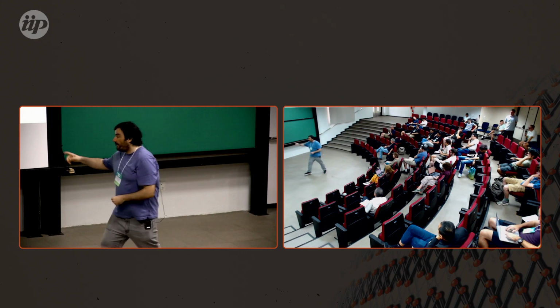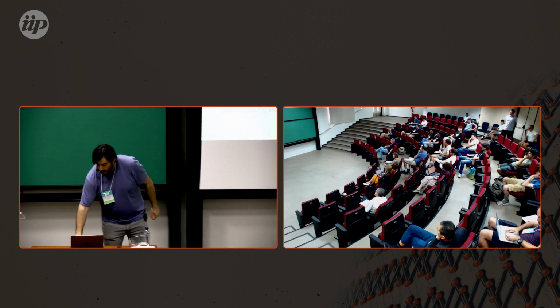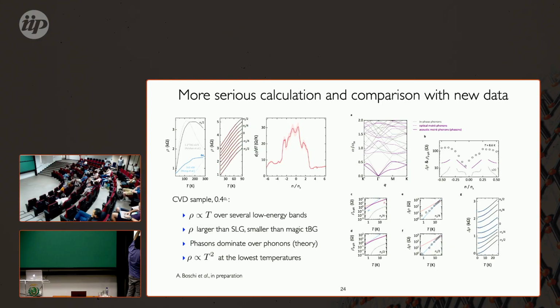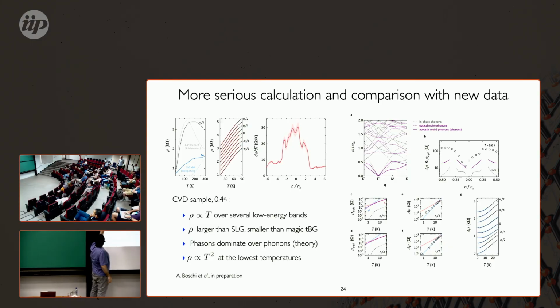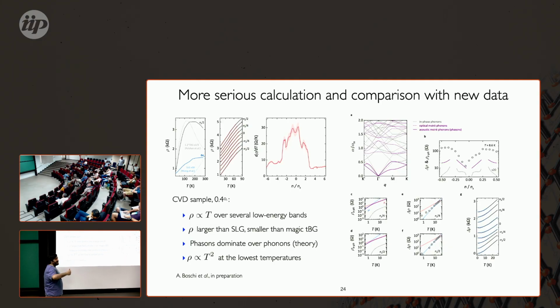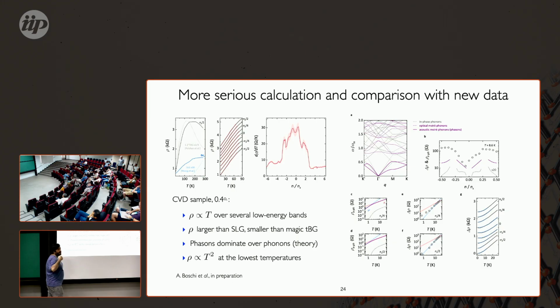Right. Now, if you compare data in this minimally twisted graphene, again, our calculation is not quantitative. We try, but it's not working. And something I think I didn't mention, and is relevant to your question, is that for this sample, resistivity linear in T is much larger than resistivity in single layer graphene, but way smaller than linear in T resistivity at the magic angle. It's somewhere in between.